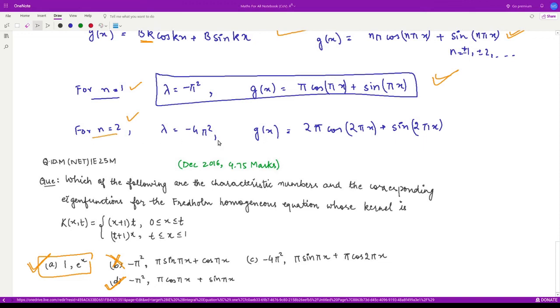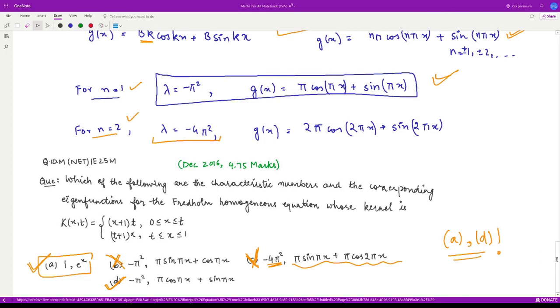And when you put n is equal to 2, you will get lambda is equal to minus 4 pi square. So that means g of x would be this. But here the eigenvalue is correct, but the eigenfunction is not correct. So this is not the correct option. So the only correct options are A and option D.